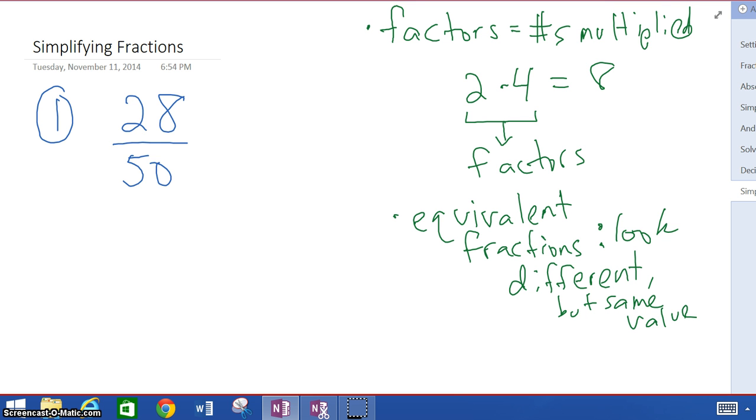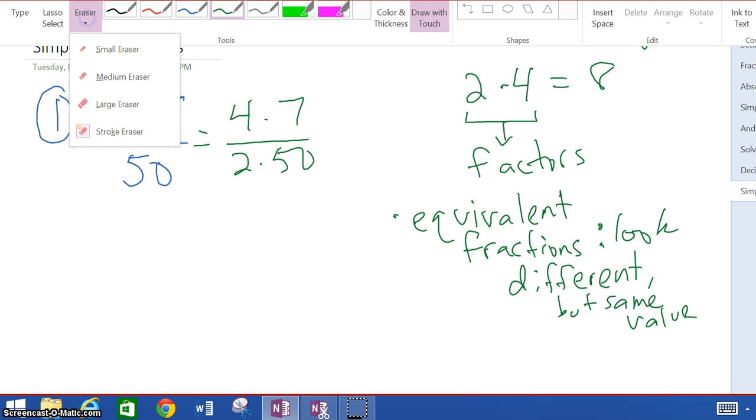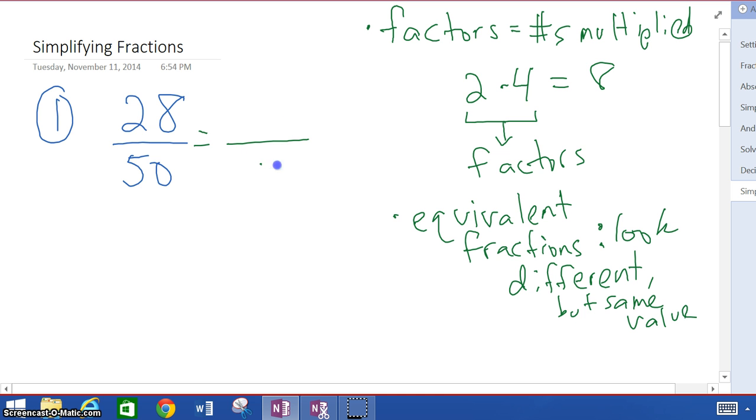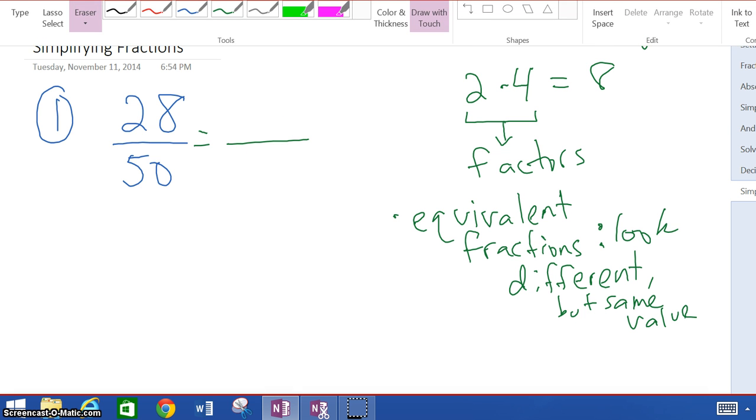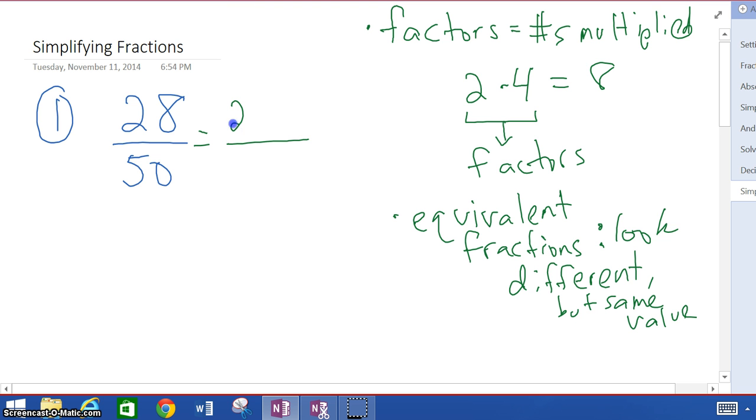Okay, so let's start with 28 over 50. So we need to split up the 28 into its factors. And we're going to think about what's a factor that I can split 28 into that I can also split 50 into. Because remember, it doesn't work if we make it 4 times 7 and 2 times 50. That doesn't work. We don't have a factor that will reduce. So, we're going to change this. Instead, let's do 2 multiplied by 14 and 2 multiplied by 25.